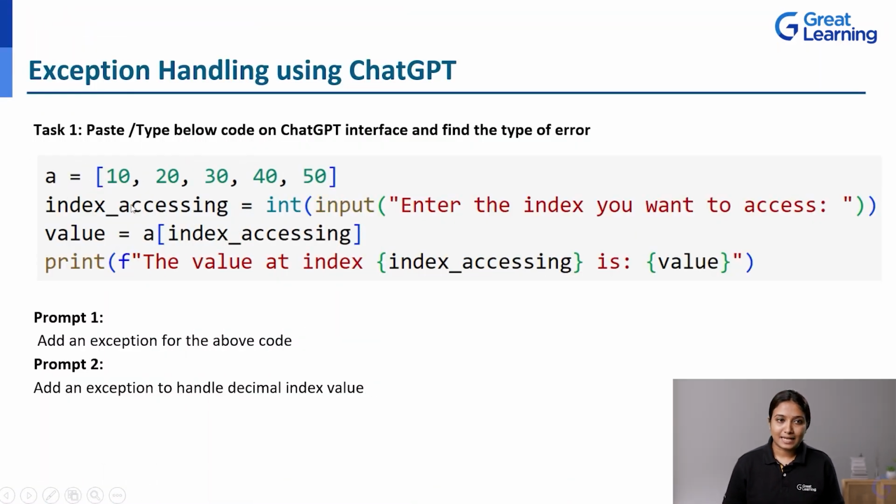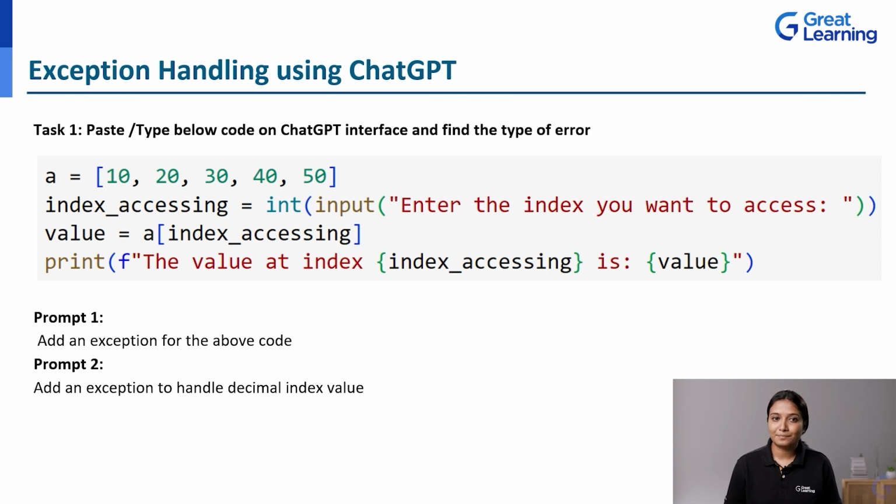So the task one is I'm trying to copy paste this particular code which I'm using here into the ChatGPT interface and find the type of the error and add an exception for the above code, and then to handle any decimal index value. I am using the same particular program which I was using, that is the index value error program, but already we have seen the ChatGPT has given exception to improvise the code when we asked in the previous execution. But now we will try to re-execute and check.